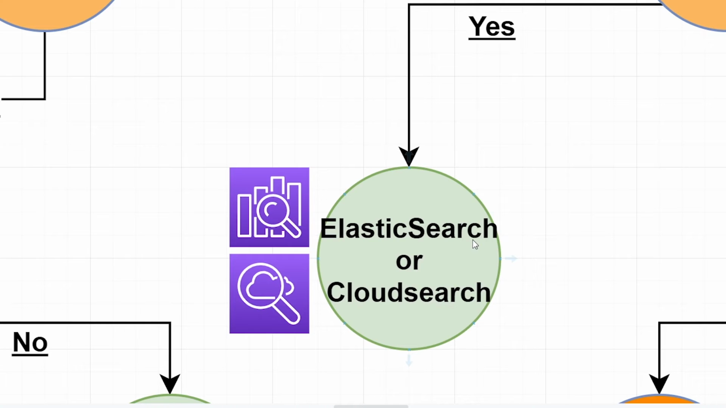Elasticsearch being the open source solution that you can host on an EC2 machine or a cluster of EC2 machines on your own. And Cloudsearch is the AWS competitor to Elasticsearch. It does a similar thing, except that it's obviously AWS technology.